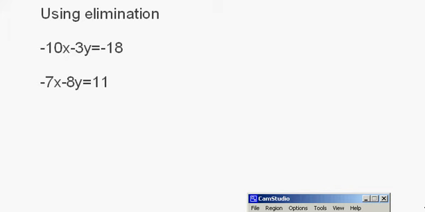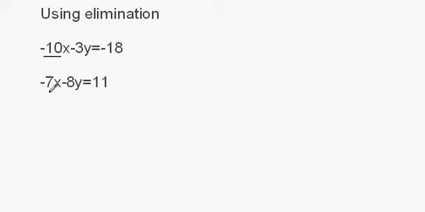And how we do that, we look at the first coefficient, which is negative 10 and negative 7. Now we're going to multiply both equations by two different numbers. We are going to choose the opposite of the first coefficient, which is negative 10. The opposite of that is a positive 10. So we're going to multiply the bottom equation by 10.